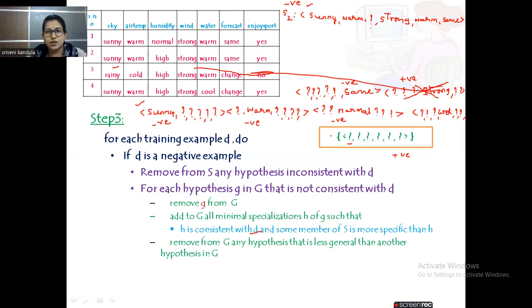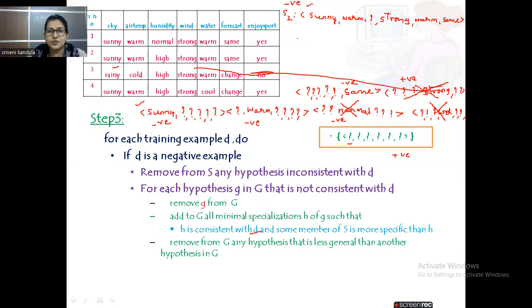Here I have a question mark, but here I have a specific value. Because of this, my example will be inconsistent with this hypothesis. So I will remove this. Next, here I have strong. Okay, so anyhow, this is eliminated. Moving to the next. Here I have warm, but here I have cool. So that means it is inconsistent. So I should remove these two. Here I have same, here also I have same.